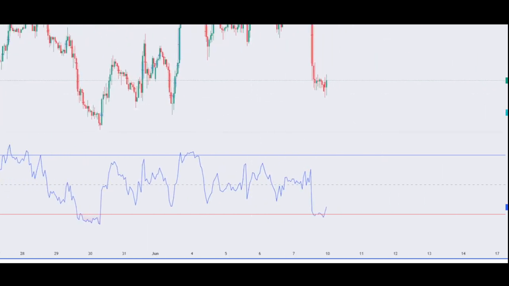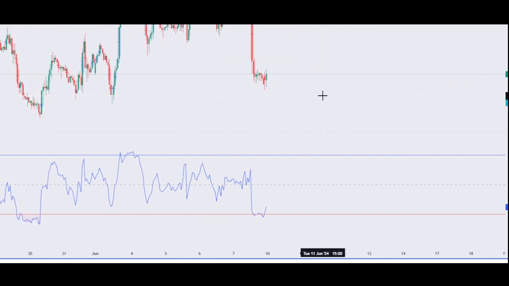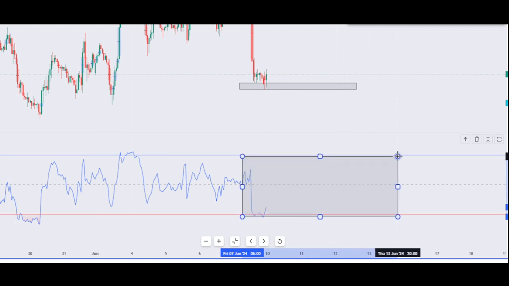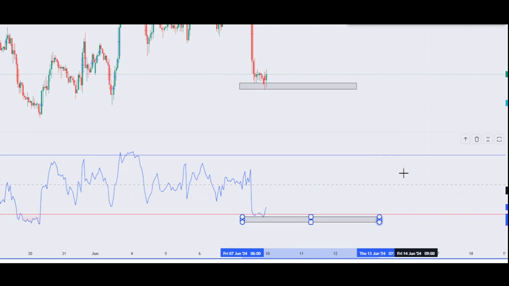Now, looking at this price action, you will agree with me that this place happens to be the last lows, this zone that reached the RSI oversold, that is the 30% RSI level. So you have to draw a rectangle box around that zone, then mark the rectangle zone here as well.